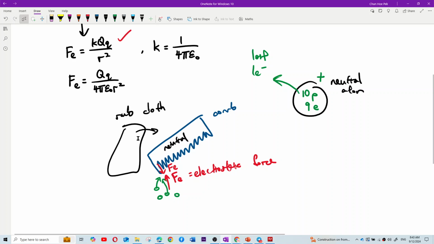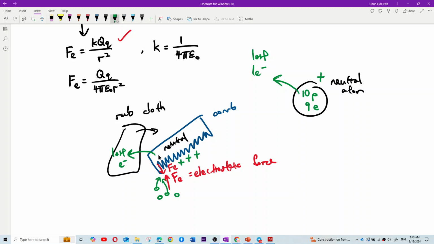Same thing when you rub the cloth on the comb. Initially the comb is neutral, meaning you have an equal amount of protons and electrons: 10 protons, 10 electrons. But when you rub the cloth on the comb, this comb will lose electrons. The electrons from the comb will transfer to the cloth. So the comb lost electrons, and what will happen? The comb becomes positively charged.